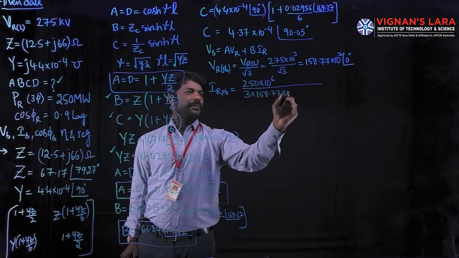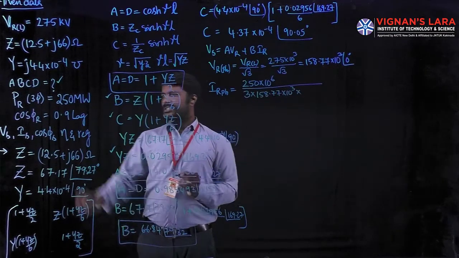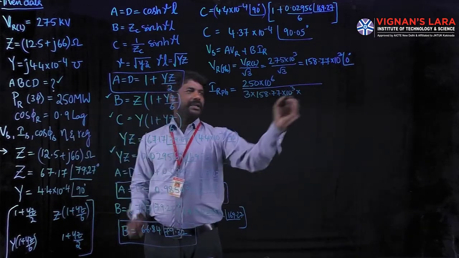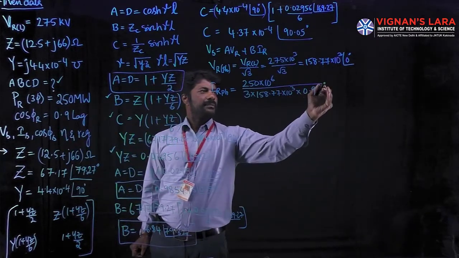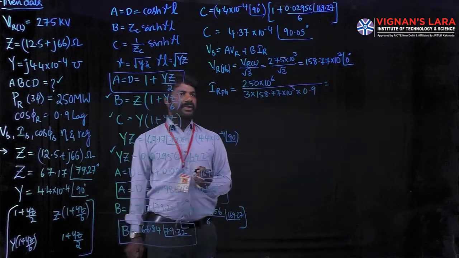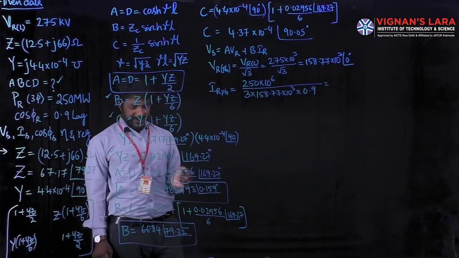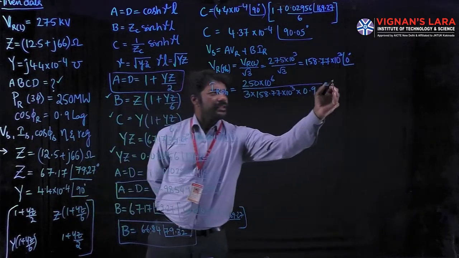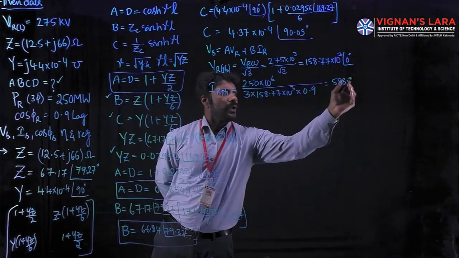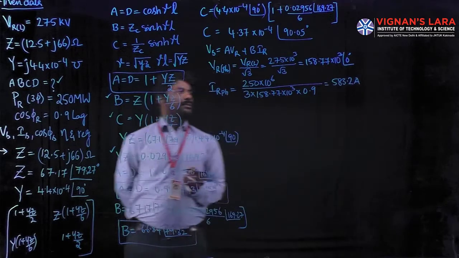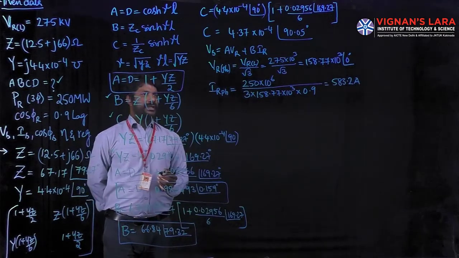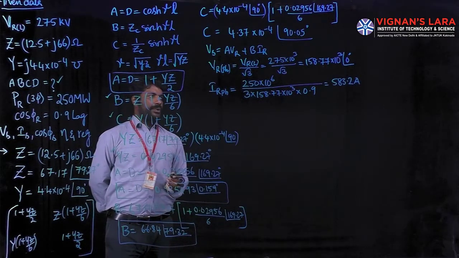158.77 into 10 power 3 into cos phi. The power factor is 0.9. Simplify it in the calculator to get the current value. So the magnitude of the current on simplification in the calculator is 583.2 amperes. Okay. So as important as it is, 583.2 amperes.